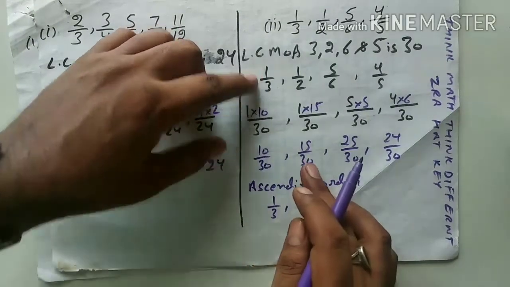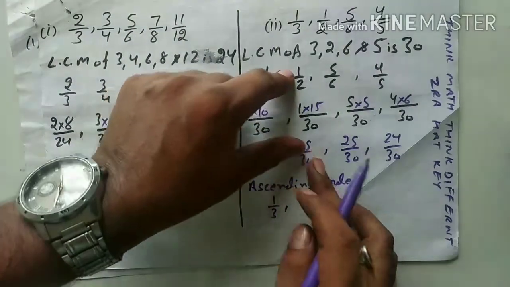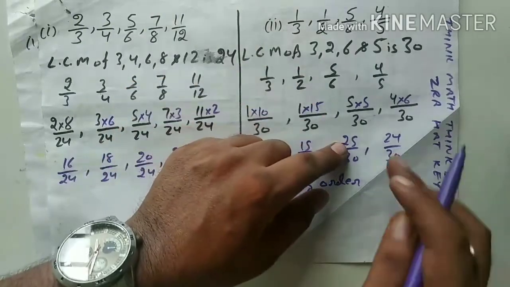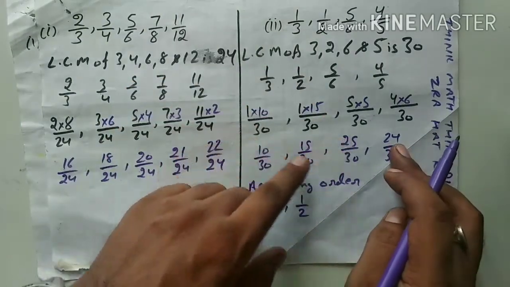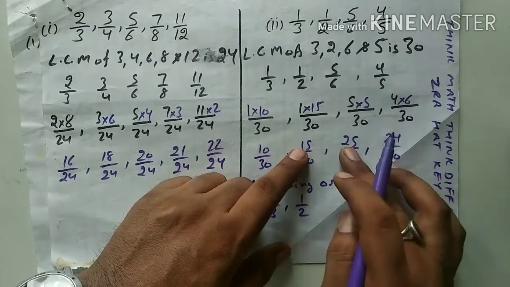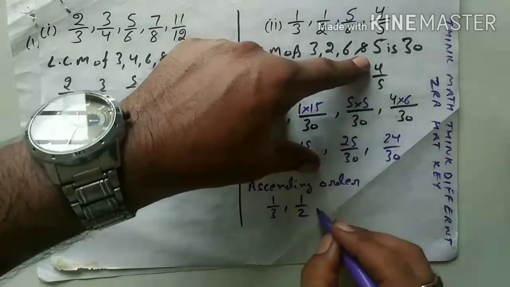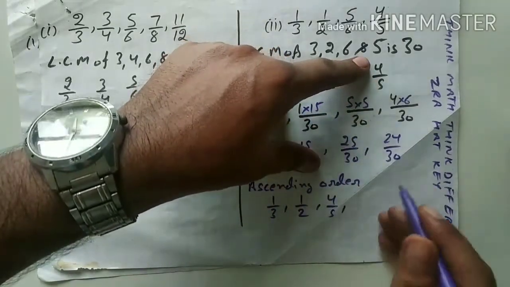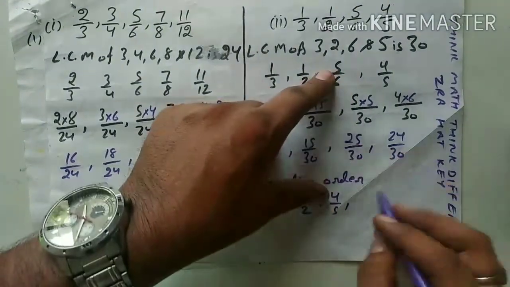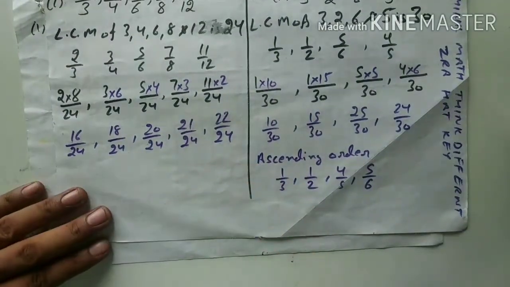Very good. After 10, the number is 15. What is the meaning of 15? That is 1 by 2. Clear. After that 24 and 25. 24 is greater than 15, 24 comes after 15. Therefore 24 will be written at third place, so in place of this I will write 4 by 5. And in the last 25 by 30, that is 5 by 6. So student, this is the required ascending order.